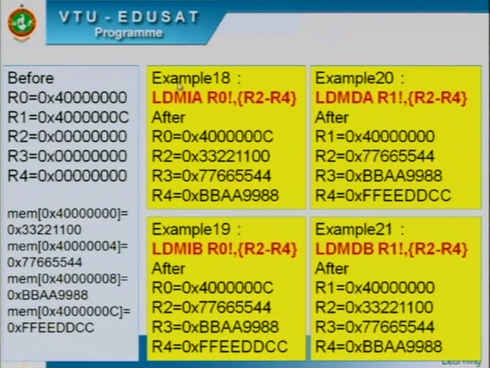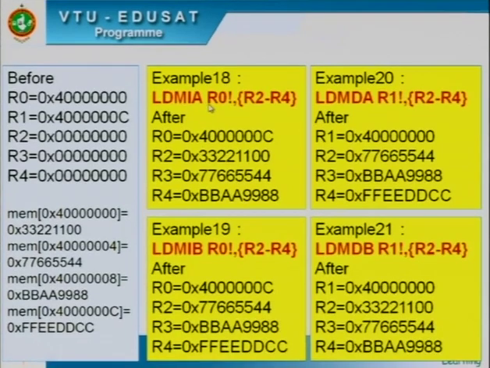Once we execute each of these instructions, we will see the after effect individually with examples. Now look at example 18: LDMIA R0!, {R2-R4}, load multiple registers, increment after. Please remember this is a curly bracket; in the previous example that we discussed, it was a square bracket. What happens in this instruction? The memory content pointed to by register R0, that is 0x4 followed by 7 zeros, will be transferred to register R2. Then it gets incremented, since it is increment after.